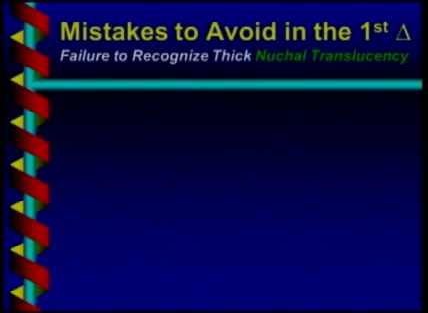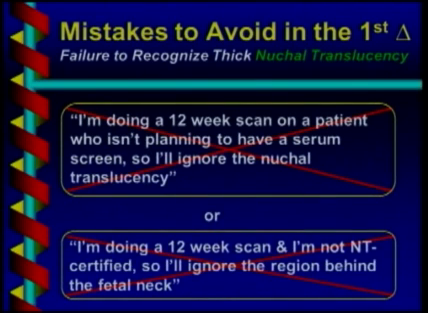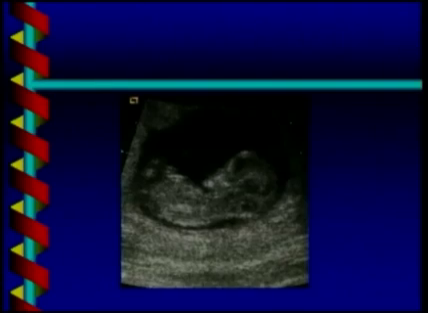And yet another mistake to avoid is failure to recognize a thick nuchal translucency. The two mistakes you could make here would be, I'm doing a 12-week scan on a patient who isn't planning to have a serum screen, so I'll ignore the nuchal translucency. Or I'm doing a 12-week scan and I'm not NT certified, so I'll ignore the region behind the fetal neck. You should always do as complete an evaluation on any ultrasound that you do, and that includes looking at the fetal neck, even if the woman isn't having a serum screen or you're not NT certified.